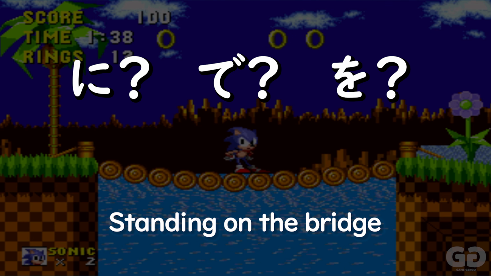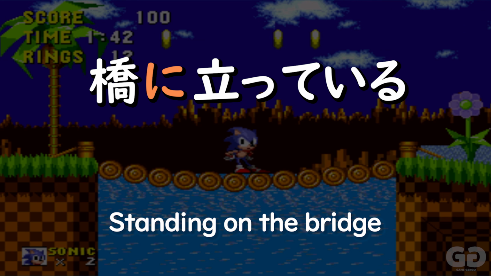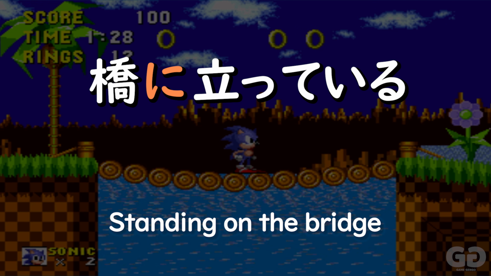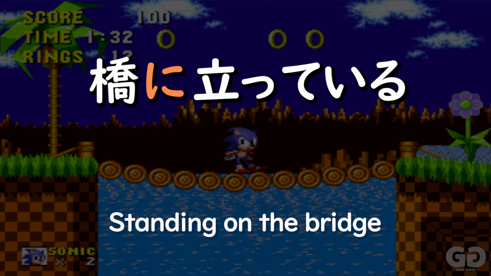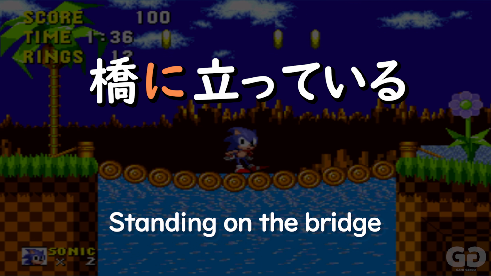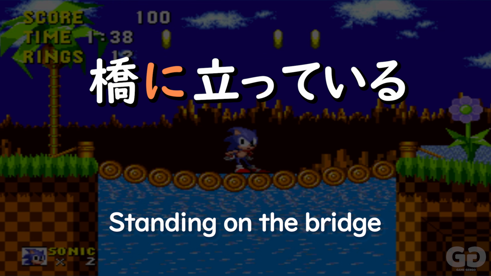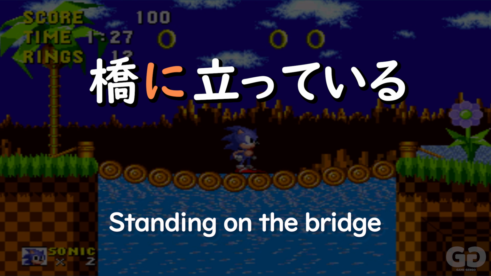Well, here, the natural particle that you would use in this context is ni, for the state of existence. Why? Because you're standing on the bridge. Where exactly is not clear. It's just simply talking about where he exists. He exists standing on the bridge. So it's talking about existence.